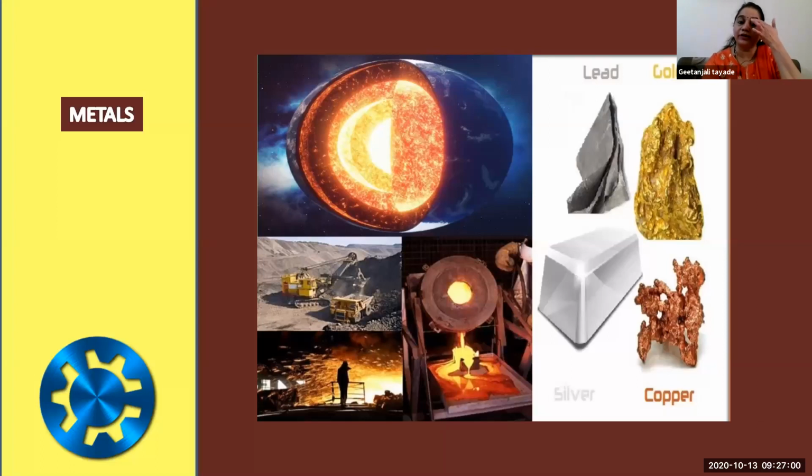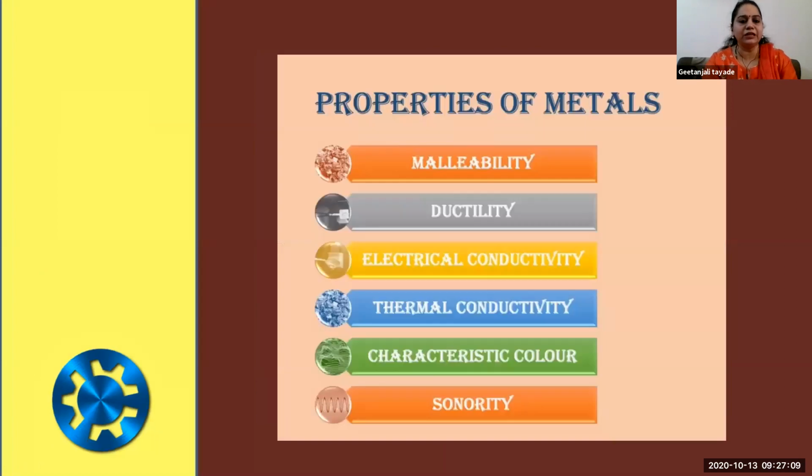So where are they found? Metals are found in the deep interior of the earth's crust. Below the earth's crust, metals are present in the deep interior.